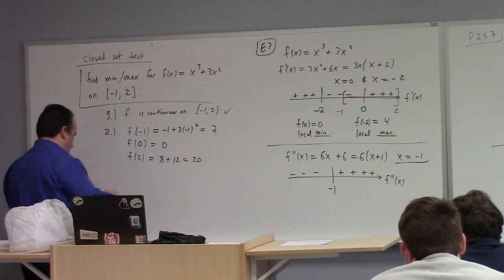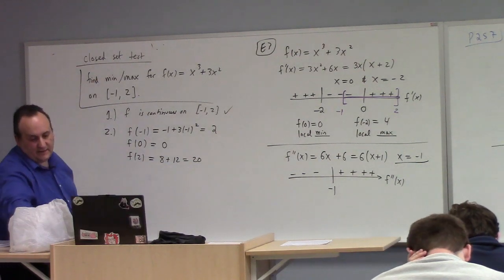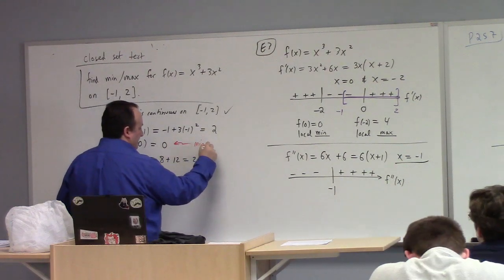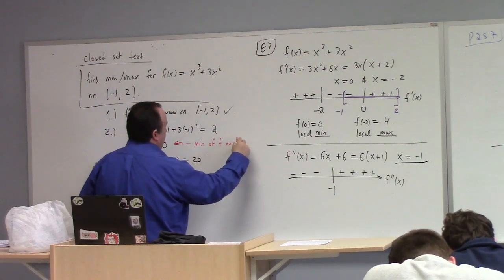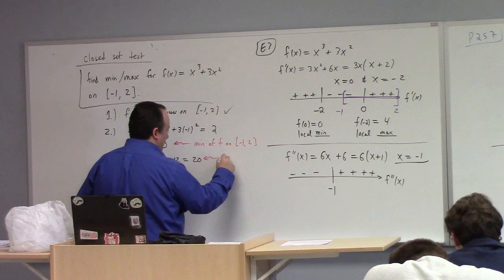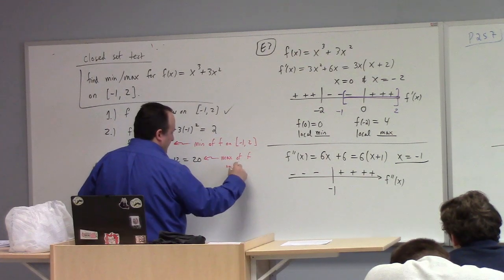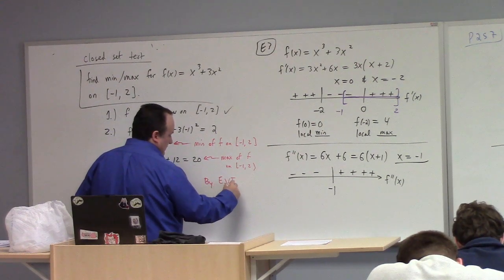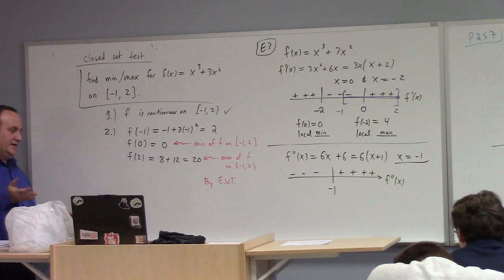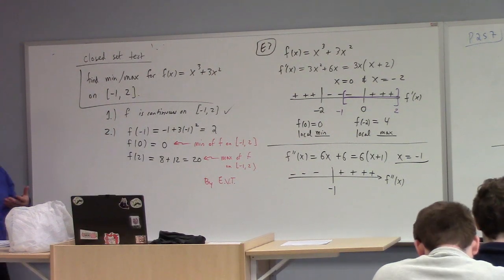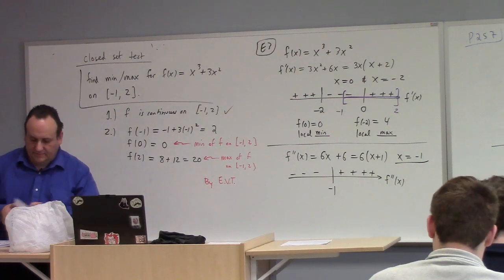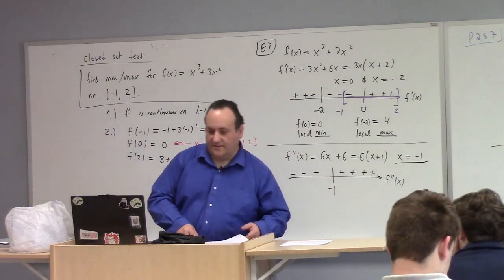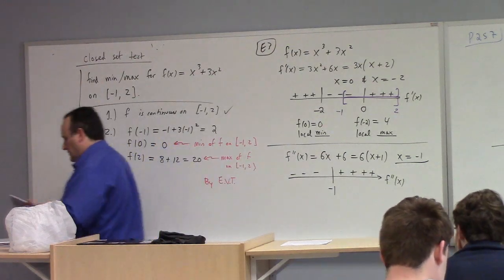So we have what? By the closed set test, this is the minimum of f on minus 1 to 2, and that right here is the maximum of f on minus 1 to 2, by the extreme value theorem, also known as the closed set test. It simply says that if you're dealing with a continuous function on a closed set, you can decide maximum and minimum simply by finding the critical numbers and comparing the value of the function there to the value of the function at the endpoints.